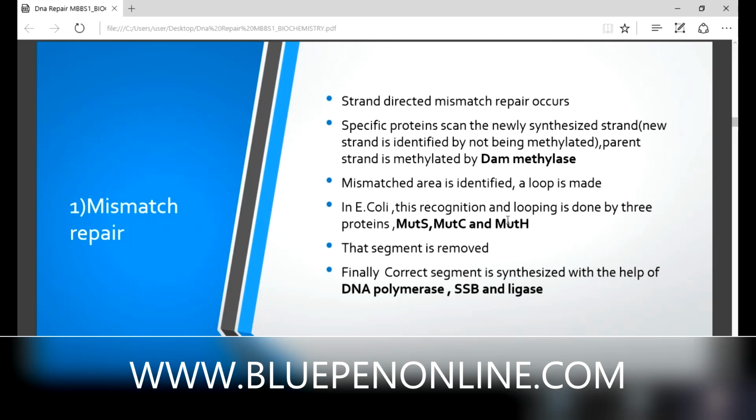Finally, the correct segment is synthesized with the help of the last 2 steps of our mechanism of repair. The correct segment is synthesized with the help of DNA polymerase, SSB and ligase. Is the mechanism clear?